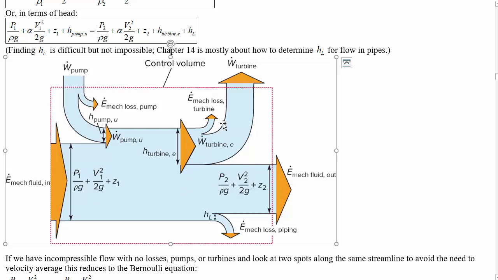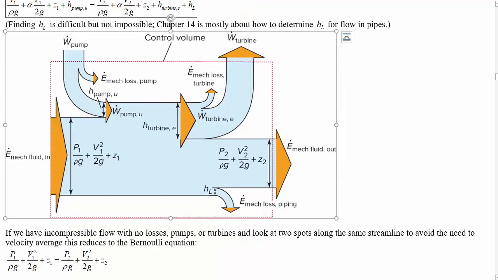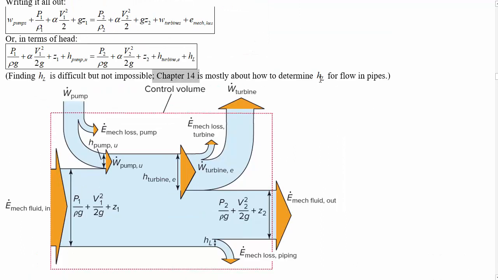There's all kinds of efficiencies that are lost. There's mechanical efficiency and then electrical efficiency losses that we need to worry about. Now, on the flow side of things, even without pumps and turbines, there's some energy lost just to friction in piping. And that's this term at the bottom, leaving the bottom with this HL, so the head loss from piping. Chapter 14 is mostly about calculating HL for flow in pipes.